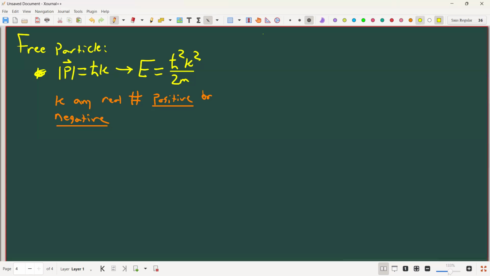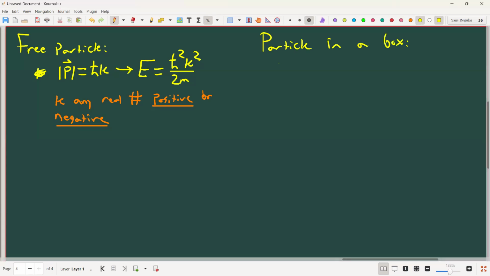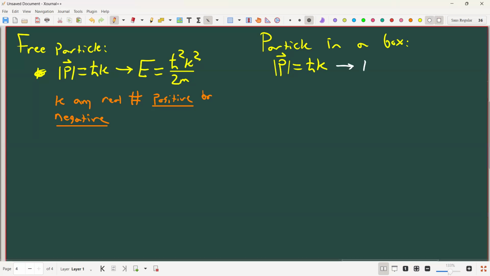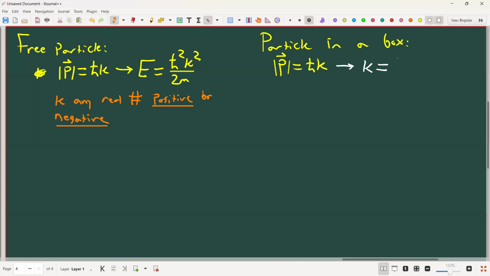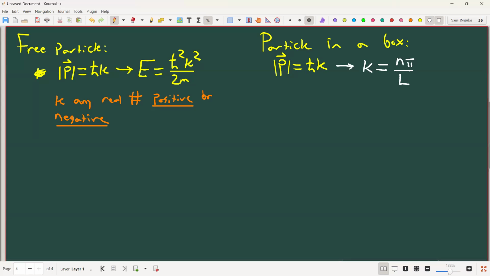Right, but in the particle in the box, in our infinite box, we have that P is equal to h bar k. That's still true, right? Because the Hamiltonian is still the same. It's still minus h bar squared over 2m d squared by dx squared. It's the same thing as the free particle. So it has the same momenta, but the k's now, right, have to be equal to n pi over L, where n is an integer.